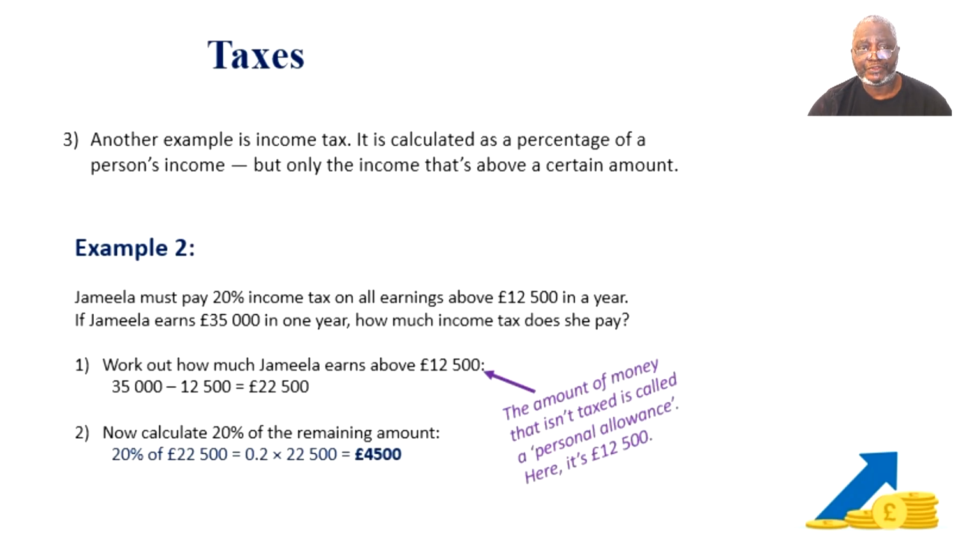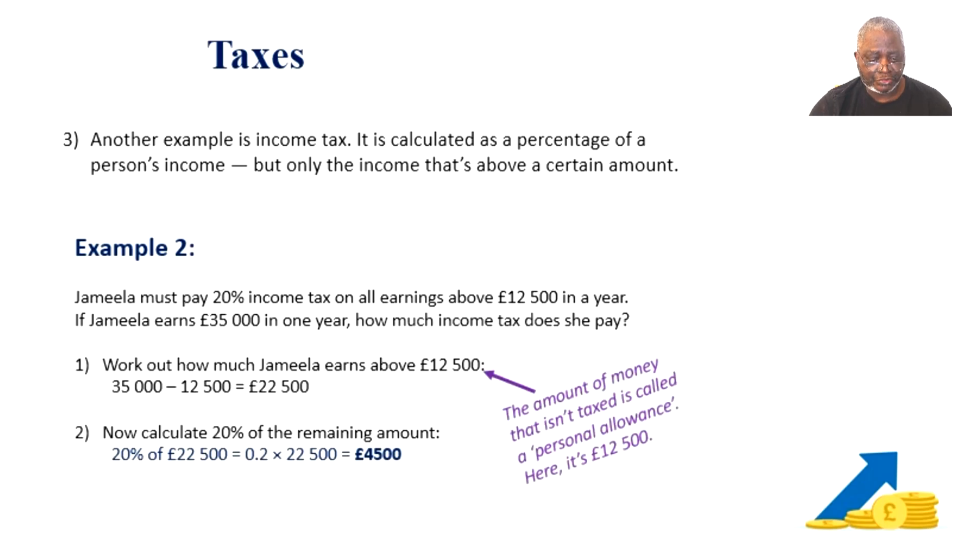Those of you who are in sixth form or are doing casual work will not be paying tax because you're not earning above £12,500 a year yet. Let's look at this example. Jamila must pay 20% income tax on all earnings above £12,500 in 1 year. If Jamila earns £35,000 in 1 year, how much income tax does she pay?